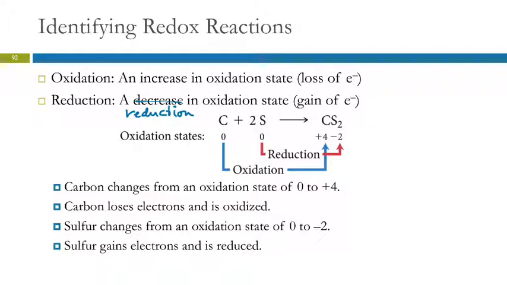Now we look at what happened from the reactant to the product. Carbon went from 0 to +4 in oxidation state. That's an increase. That's oxidation. Sulfur went from 0 to -2. That's a reduction in oxidation state. That was reduced. This is a redox reaction. So sulfur's gaining not whole electrons. It's not becoming charged, but it's gaining electron density. And so it's reduced. Questions?